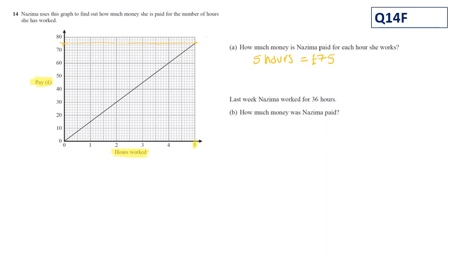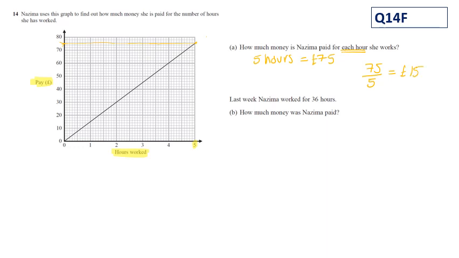And to work out how much she gets paid for each hour, we can do 75 divided by 5, and that is £15 for each hour that she works.